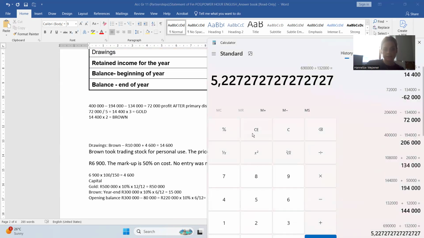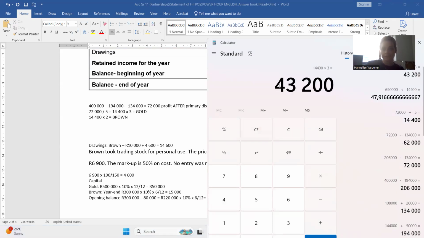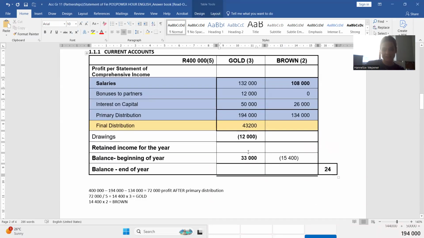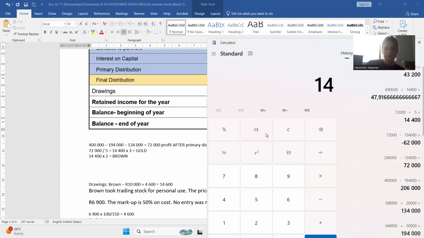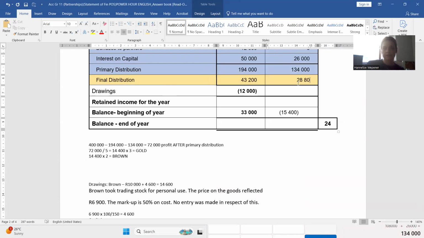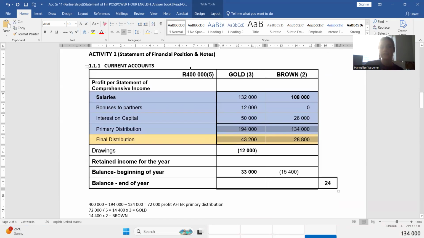So I'm going down, and I'm saying that for Gold, 14,400 times 3, and now my battery is going to die. 43,200. Final. There we go. And then also 14,400 times 2, so 28,800. So if you now add your primary and final distributions for both your partners, it has to add back to the 400,000 that you had as a net profit in your SARCI.